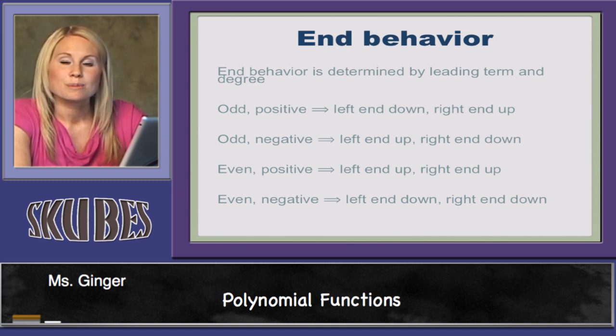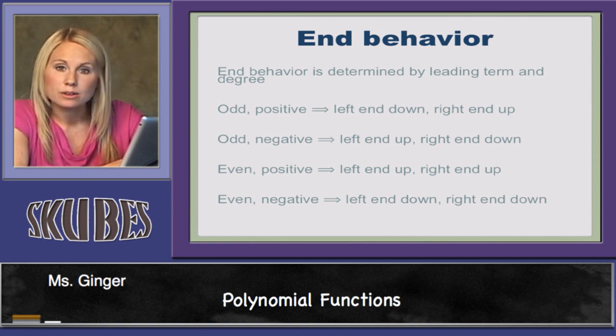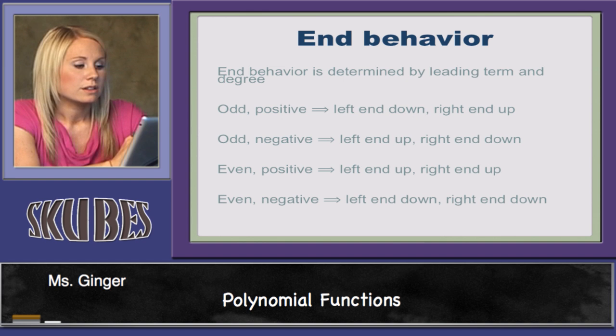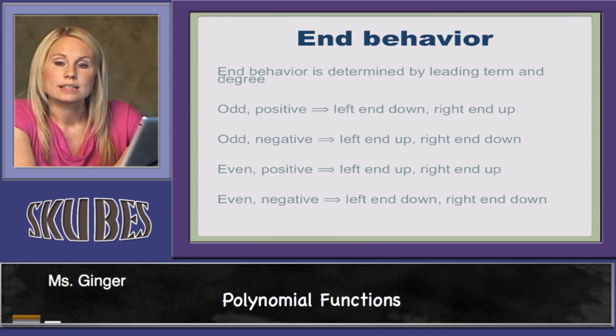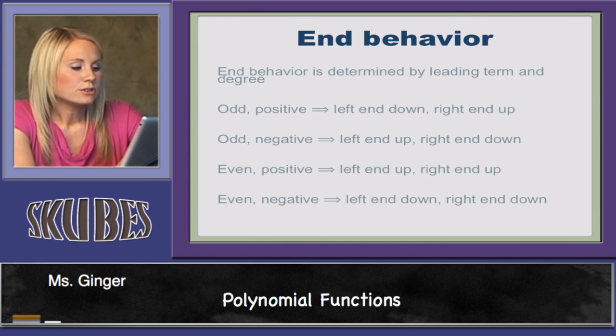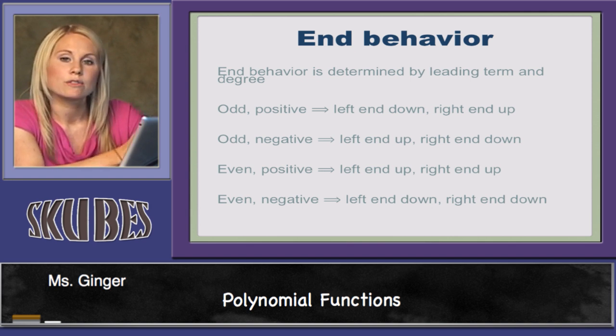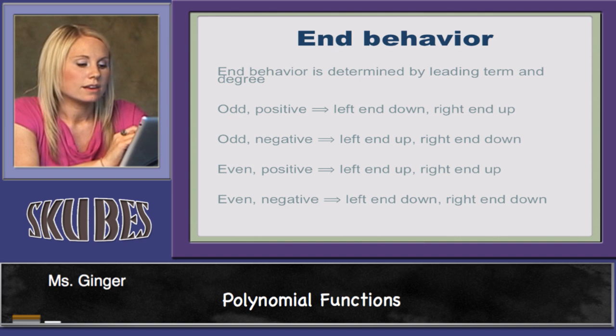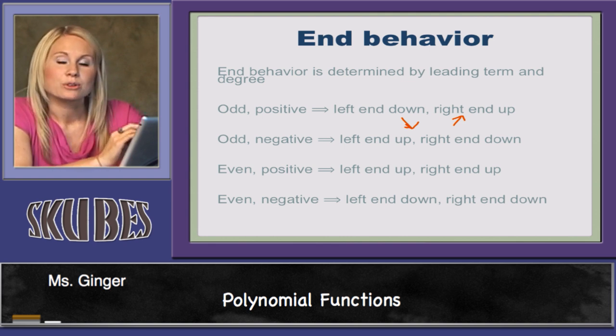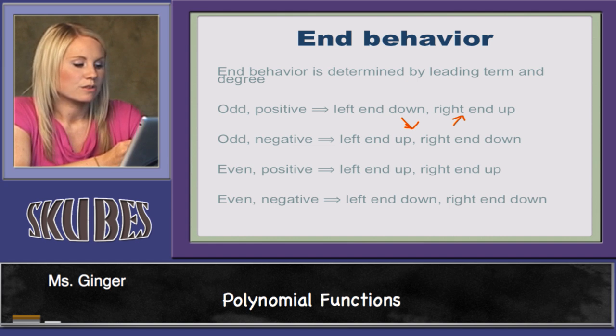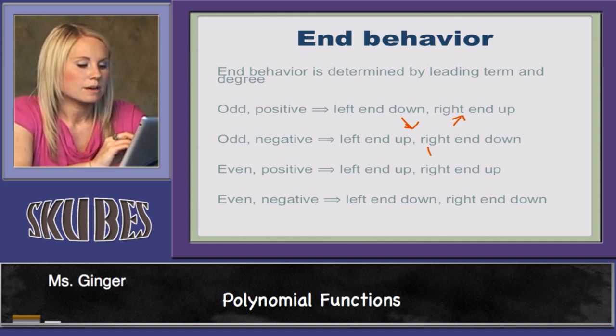Alright. To determine what's going to happen at the very ends of the polynomial, we're going to take a look at that same thing, the degree and leading coefficient. And here's the pattern here. If we have an odd degree and we notice that our leading coefficient is positive, then our left end is going to be down and the right end is going to be up. Okay. If we notice that we have an odd degree but it's negative leading coefficient, the left end will be up and the right end down.